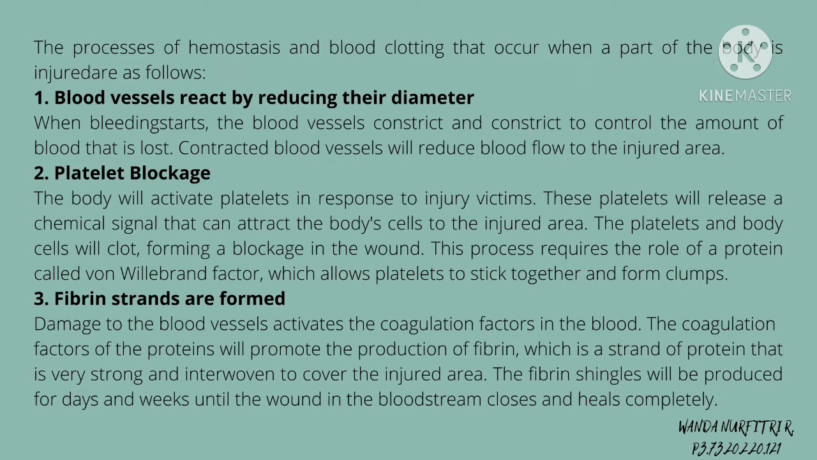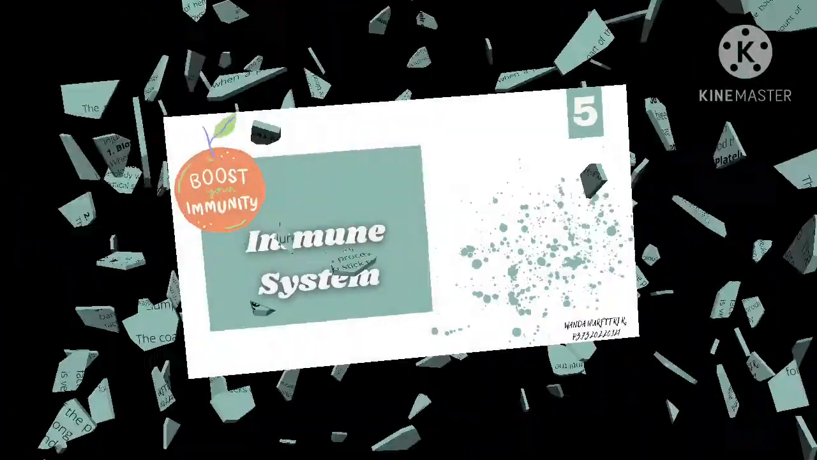Damage to the blood vessels activates the coagulation factors in the blood. The coagulation factor proteins will promote the production of fibrin, which is a strand of protein that is very strong and interwoven to cover the injured area. The fibrin strands will be produced for days and weeks until the wound in the bloodstream closes and heals completely.